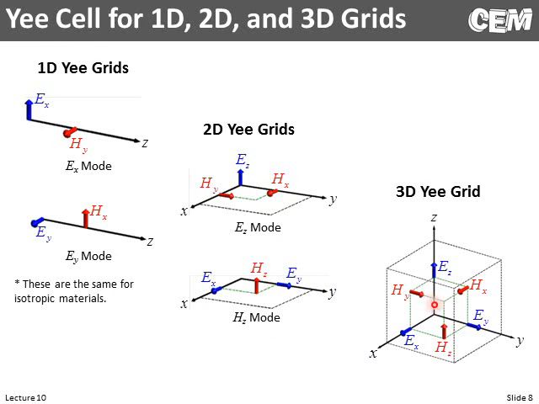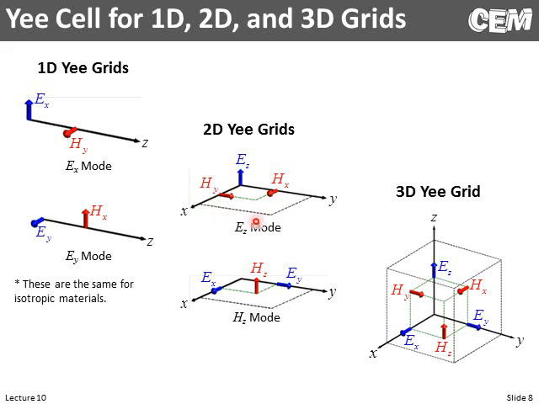So I showed you a 3-dimensional cell. We can reduce that down to 2-dimensional cells for doing 2-dimensional analysis. And what you'll notice is there are 2 modes, and this shouldn't be a surprise to you now as we manipulate Maxwell's equations. Very often they separate into 2 distinct modes, and this is going to happen for 2D problems.